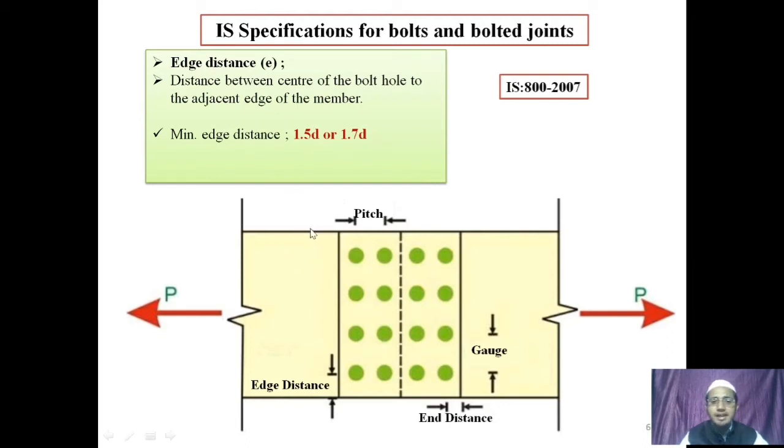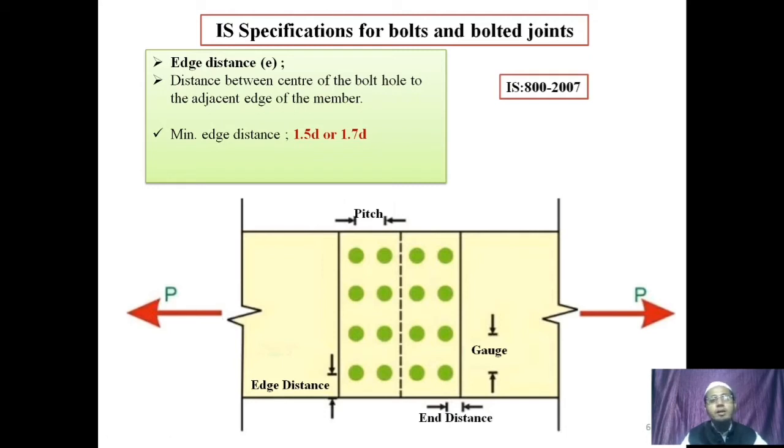If the edges of the connecting member or plate are machine cut or machine flame cut, then we have to take the minimum edge distance, which means the edge distance should be 1.5 times the nominal diameter of the bolt. Or if the connecting members or plates are hand flame cut or have rough edges, then for such cases we have to take the minimum edge distance or end distance as 1.7 times the nominal diameter of the bolt which we have used in the connection.